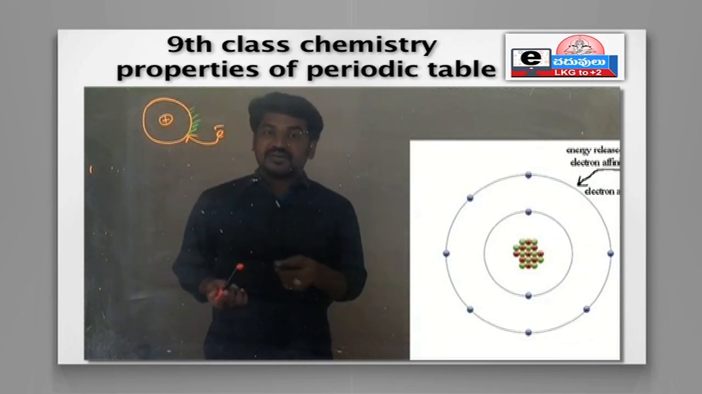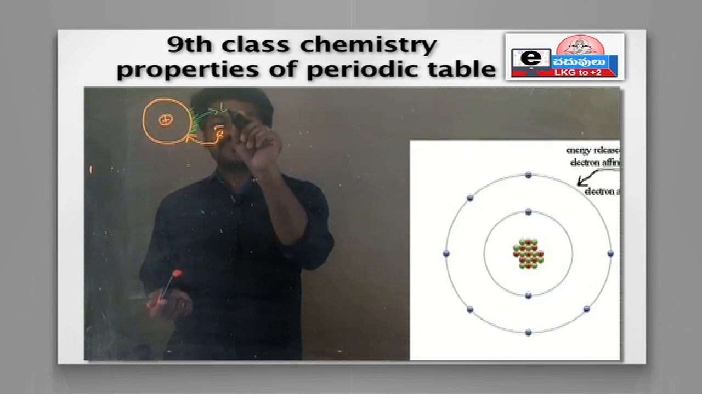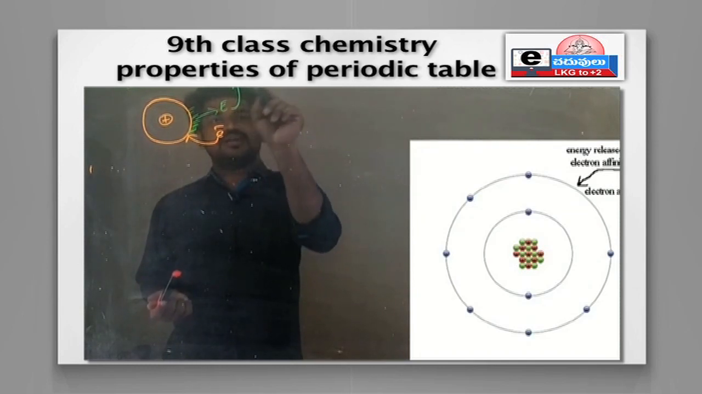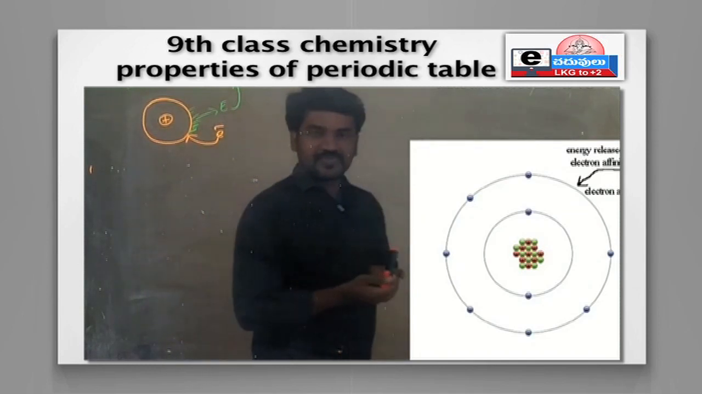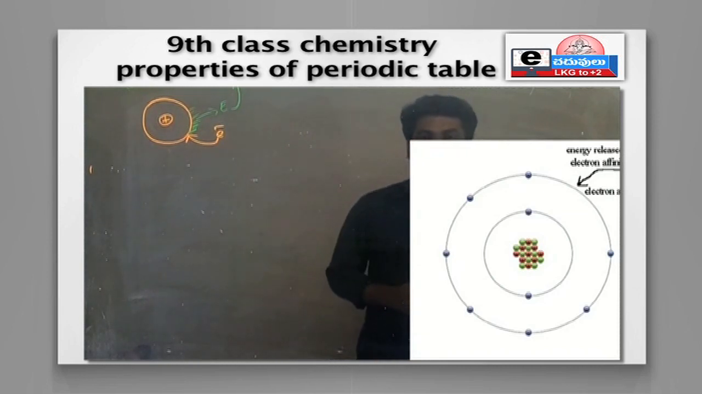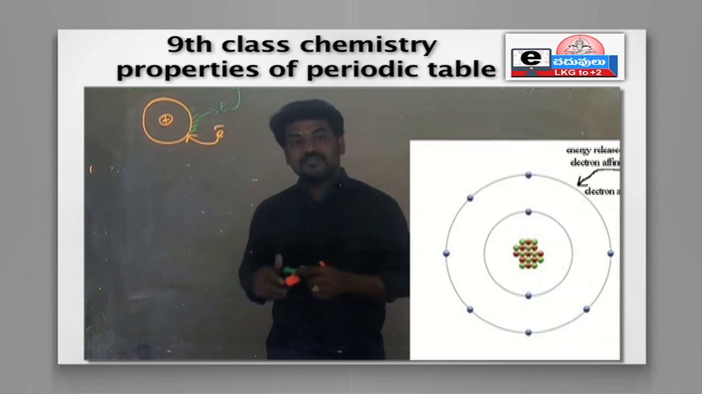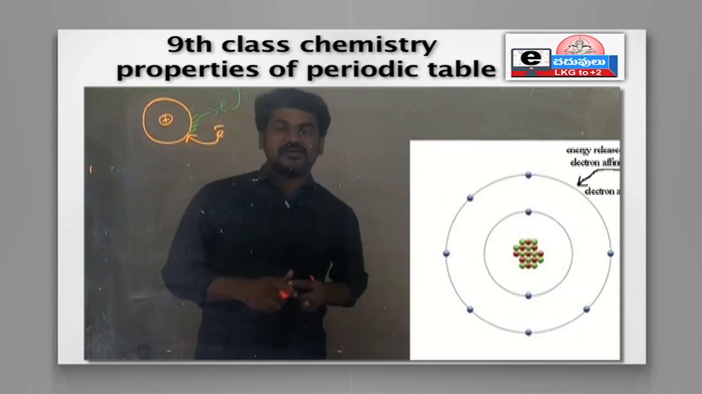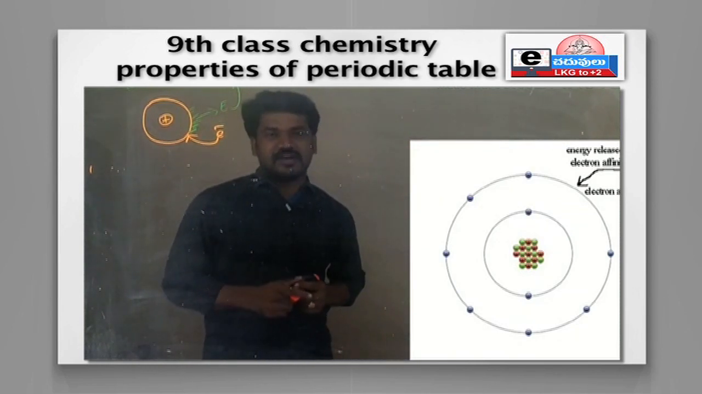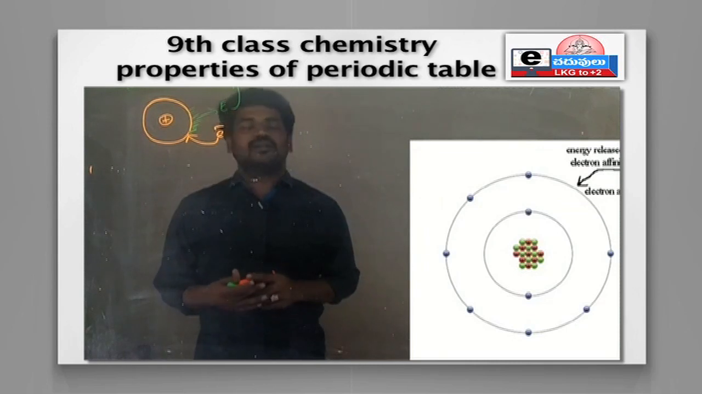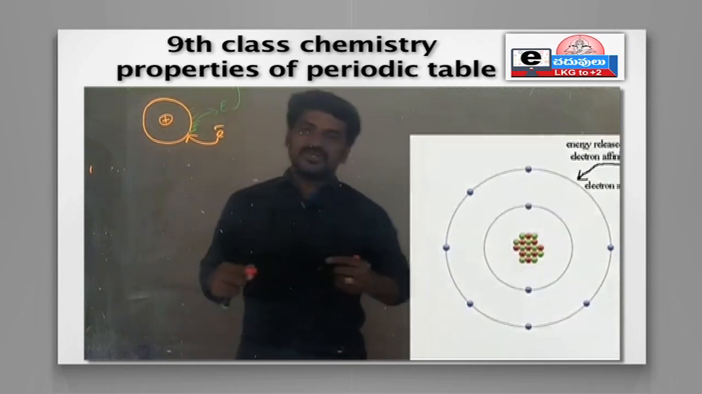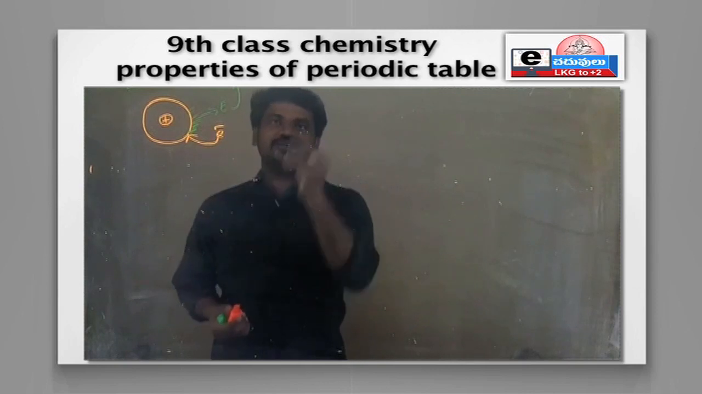That atom releases some energy. That energy we call electron affinity. Electron affinity, right? The energy released when an electron is added to the neutral gaseous atom is said to be electron affinity. And the units are similar to ionization energy also.